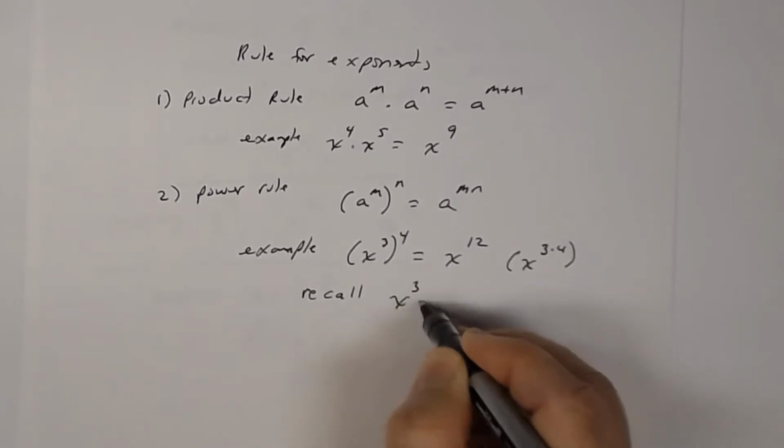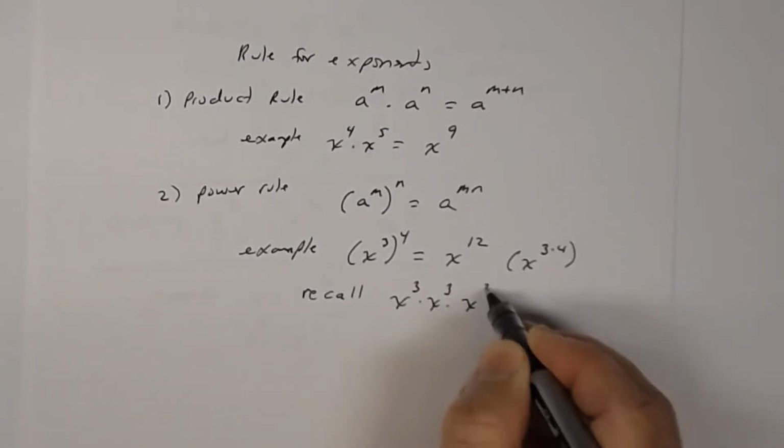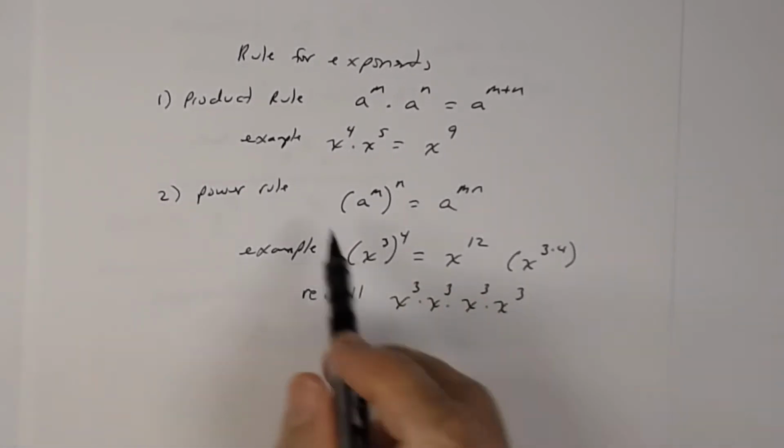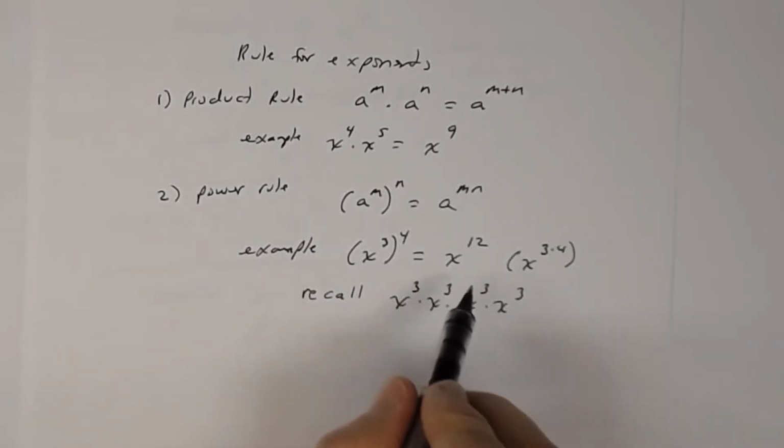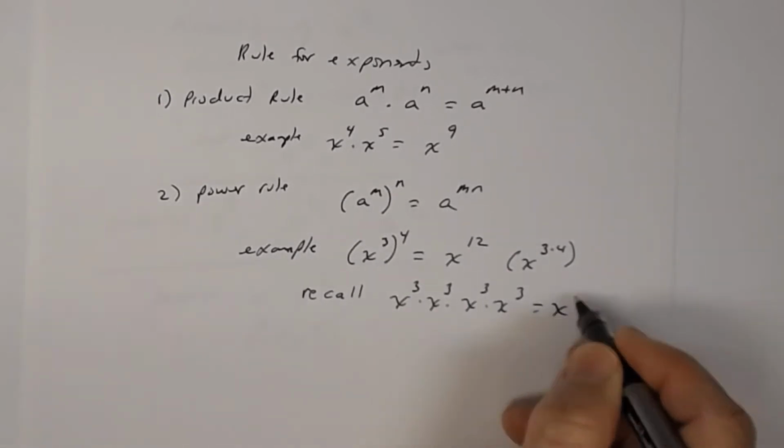So recall x to the third times x to the third times x to the third times x to the third. And I'm going to use the product rule with this. When you multiply bases, add exponents. 3 plus 3 plus 3 plus 3 is 12. So you get x to the 12.